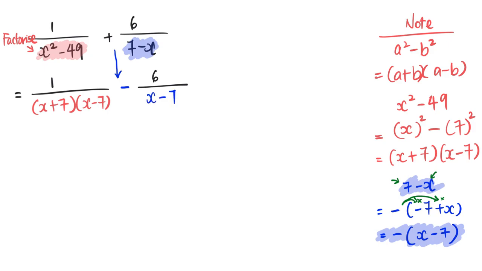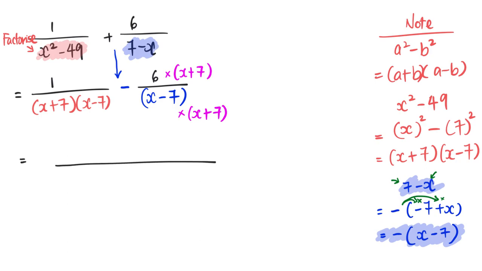x minus 7. And this is important, because then I realize all I have to do is to multiply by x plus 7. I will get a common denominator, x plus 7, x minus 7. So I have my 1 minus my 6 times x plus 7.